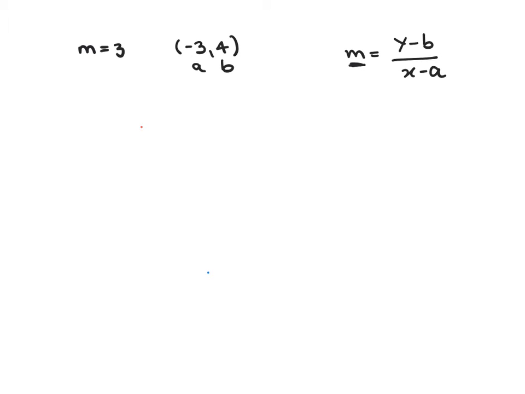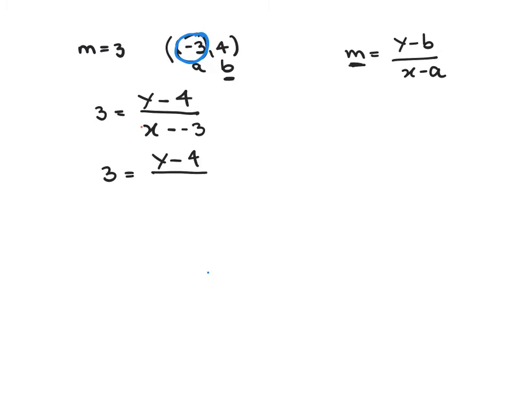Instead of m, we're going to have 3 equal to y take away b. Our b here is 4, over x take away, and then take away -3. So it's -3 there, just to remember that. In the next line, simplifying a little bit, it's going to be x plus 3. The number 3 is the same as 3 over 1, so I like to use cross multiplication. Many students said it's much easier, so I'm going to stick with that.